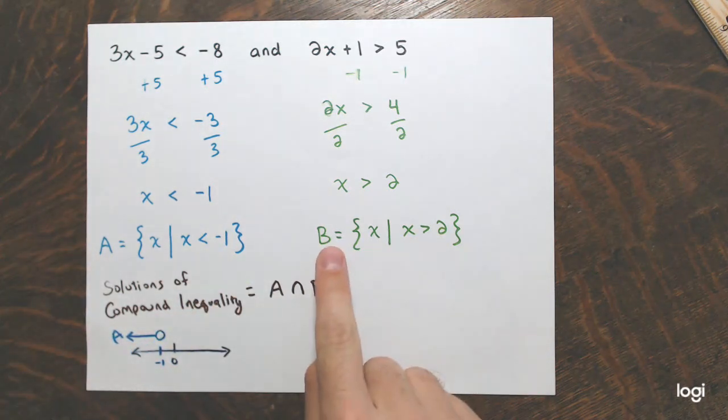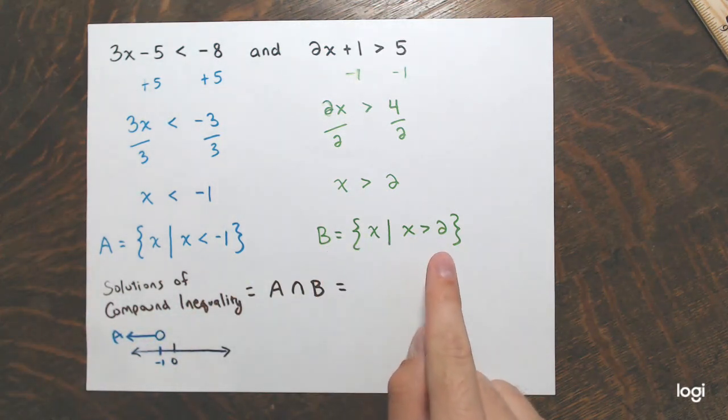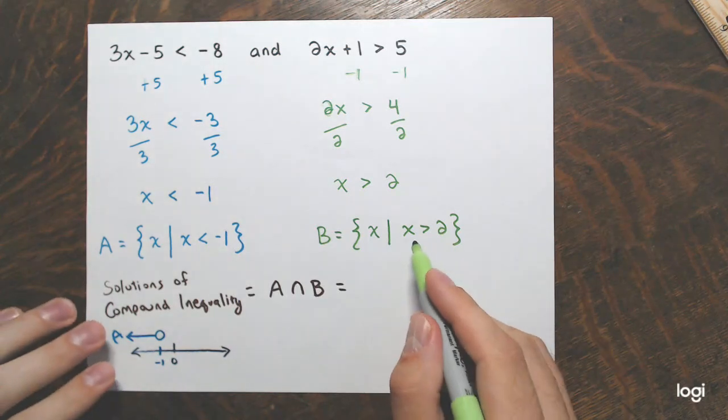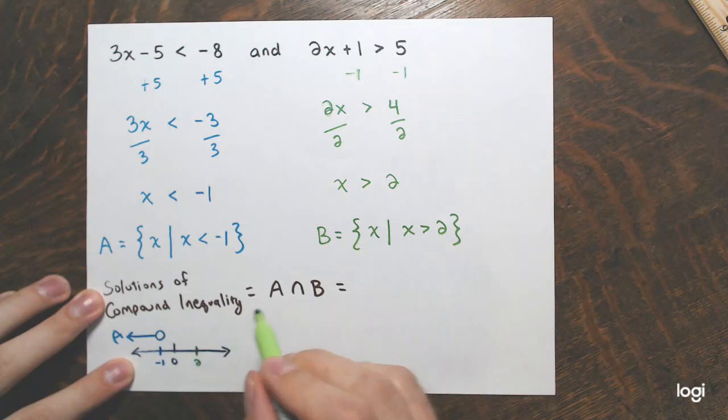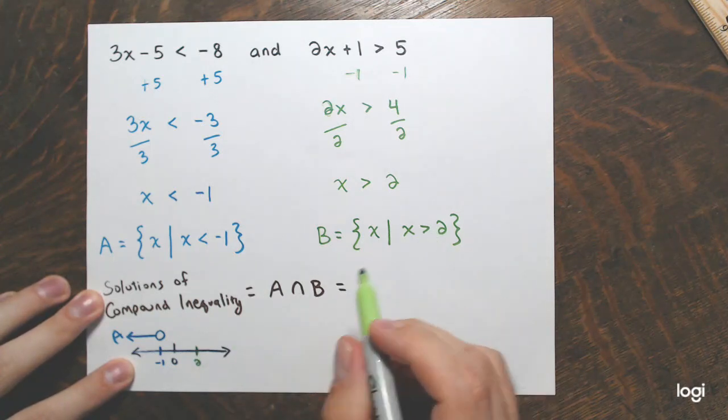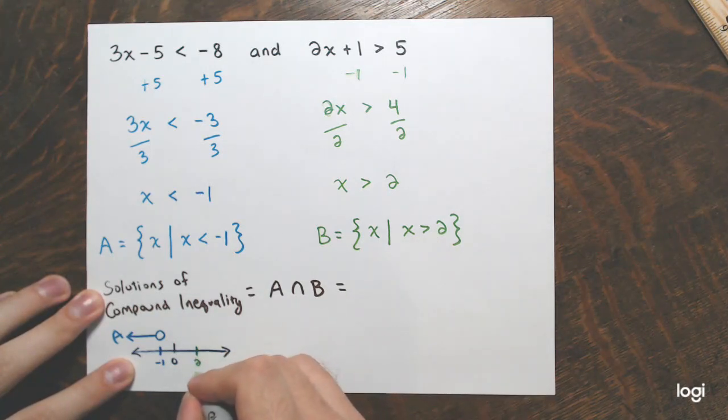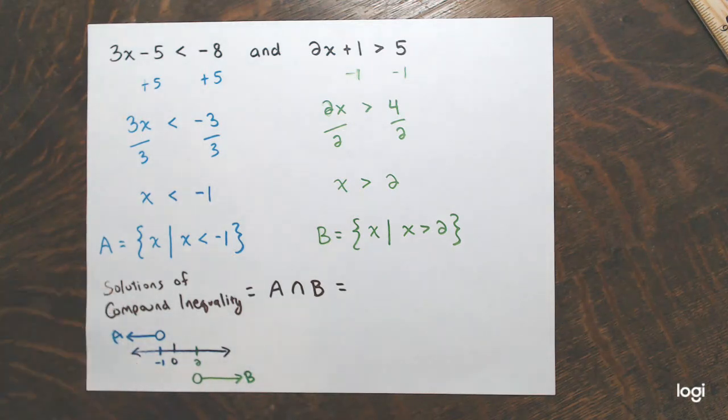And set B is all the numbers greater than 2. So 2 is over here to the right of 0. And notice it's all the numbers greater than 2, but not equal to 2. So 2 is not included, 2 is not in the set, and all the numbers greater than 2, 3, 4, 5, are to the right. So there's B.